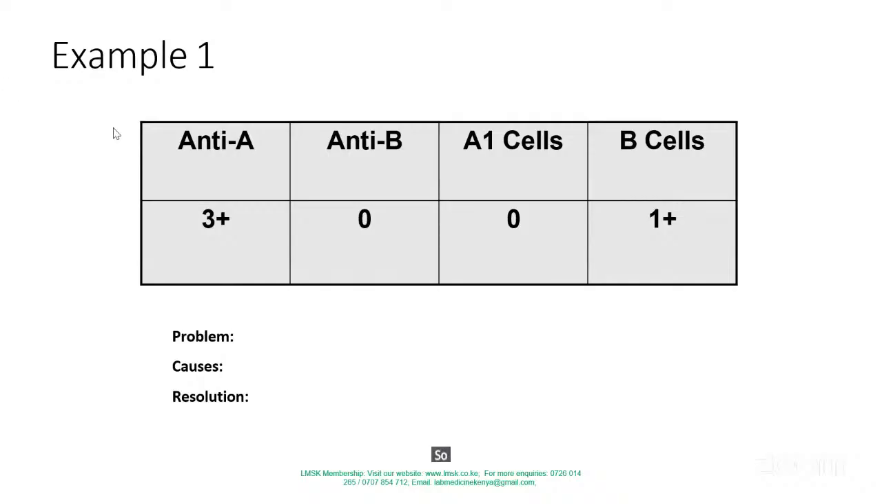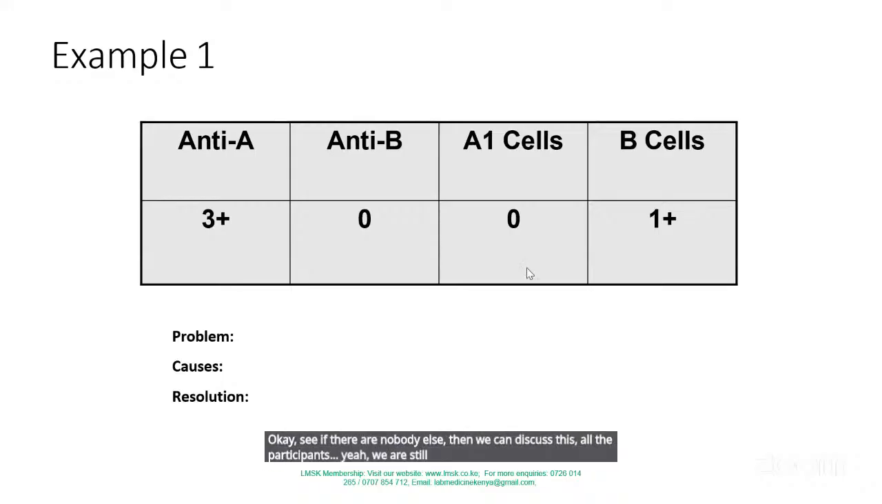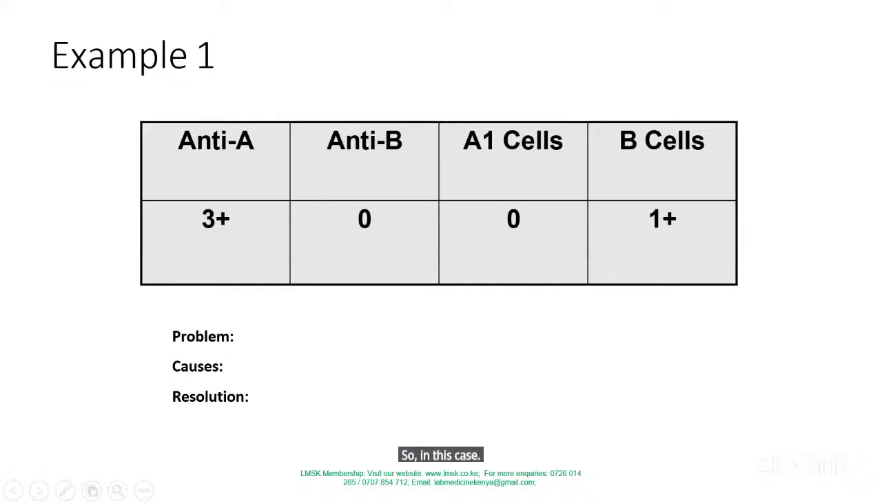So maybe we can just discuss it. Is there any other person who wants to share their thoughts? So if there is nobody else, then we can discuss this. To all the participants, we are still having a good number, 500 of them. So in this case, you are doing your normal blood grouping. It could be cross-matching for a patient. So the first thing you have to confirm is their blood type.